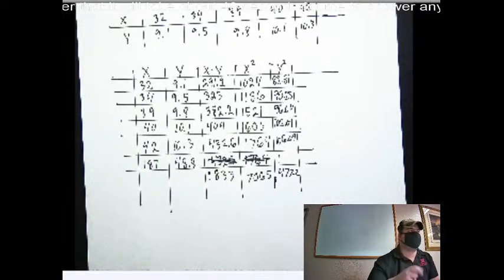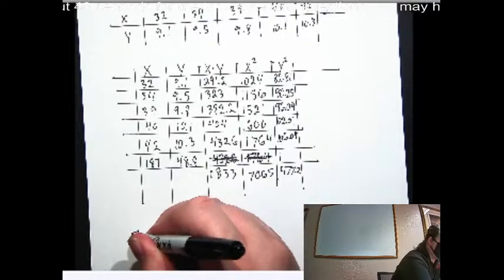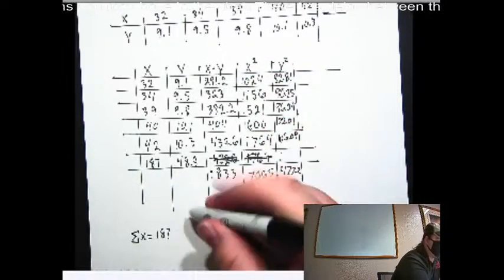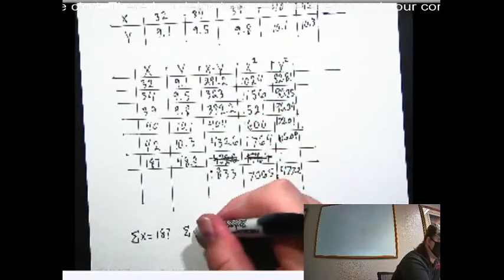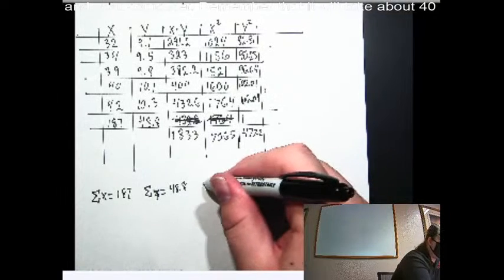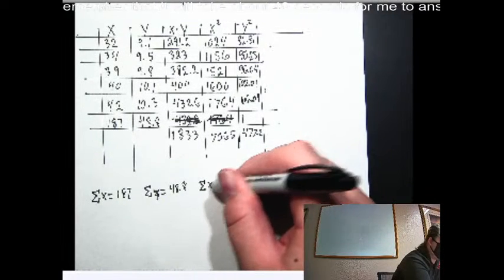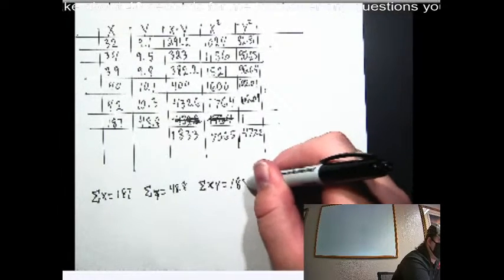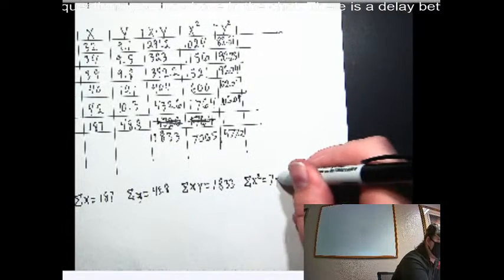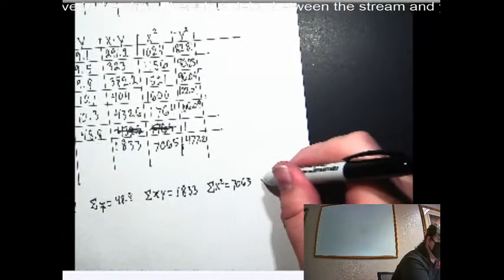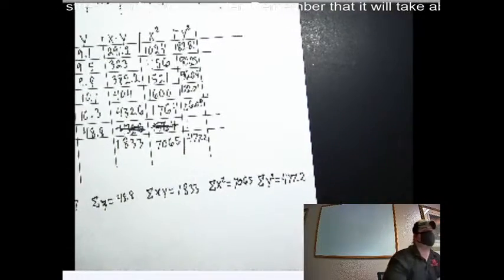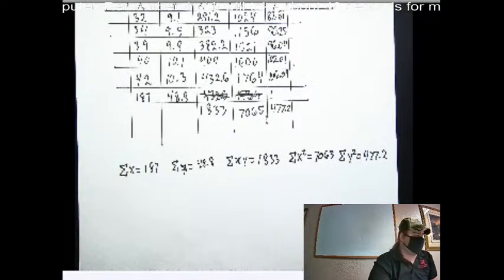Okay, again, the numbers that we need for our formula are sigma x, which is 187, sigma y, which is 48.8, sigma xy, which is 1833, sigma x squared is 7,065, and then sigma y squared is 477.2. So these are all the values that we're going to need for our formula.